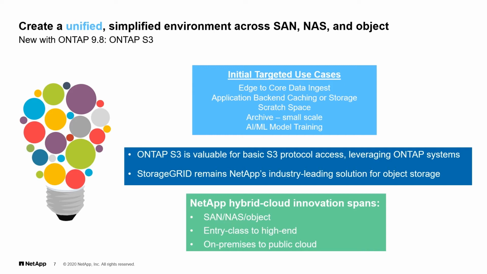With ONTAP 9.8, it's now easier than ever to add object storage to your infrastructure by enabling a feature known as ONTAP S3. Now, from the same ONTAP platform that successfully delivers existing SAN and NAS protocols, it's possible for the same system to provide basic S3 object storage functionality. This is ideal for those smaller on-prem or edge-based use cases such as local fabric pool tiering or local application workloads.